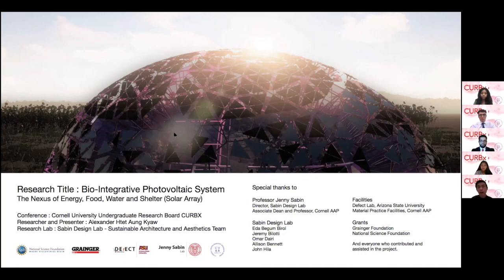So depending on the context and the program of different scenarios, I could see different types of renewable energy sources working together with other renewable energy sources or other programs. And I could see that really as the future of where we should be taking sustainable design.